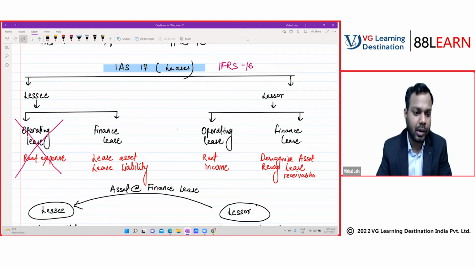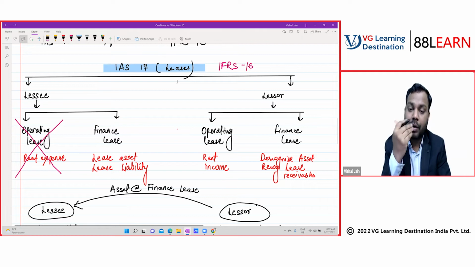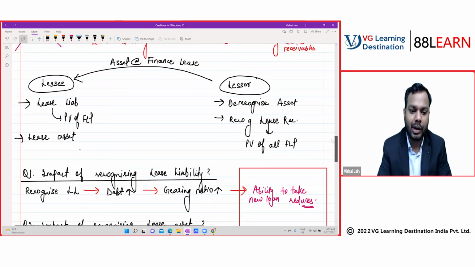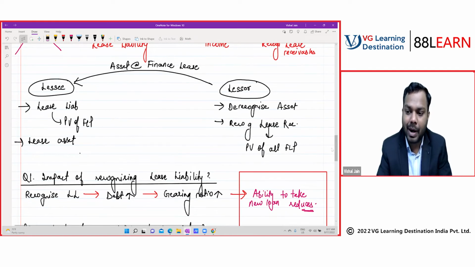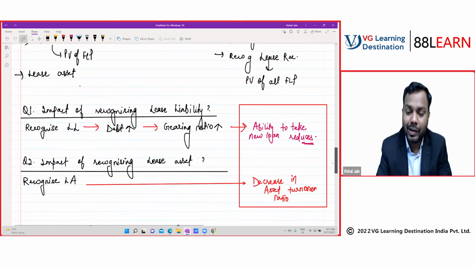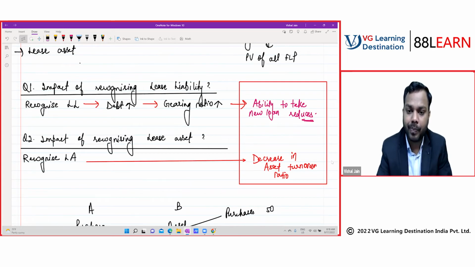No worries. The finance lease will be treated as operating lease, but from whose perspective? What I'm trying to say is from a lessee perspective. That's the reason why operating lease is no more existing for a lessee. See here, this one which I was discussing, impact of recognizing lease liability, impact of recognizing lease asset. We were discussing from the point of view of lessee, because liability is for a lessee, lease asset is for a lessee, not lessor.